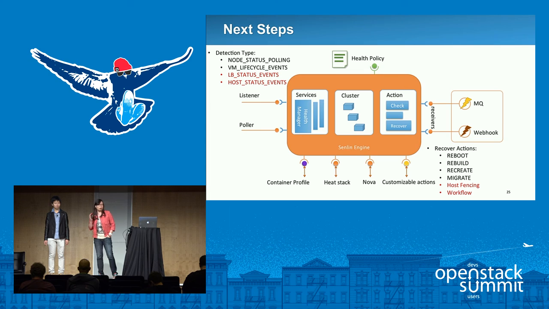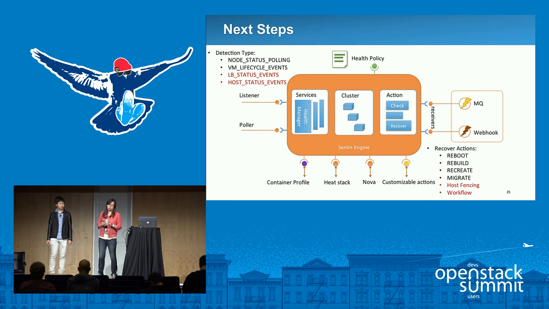After all these introductions, during our development we identified some tasks as our next steps. The first one is to extend the detection types we can support. We will add two types: one is member failure of the load balancer pool, the other is host status events.